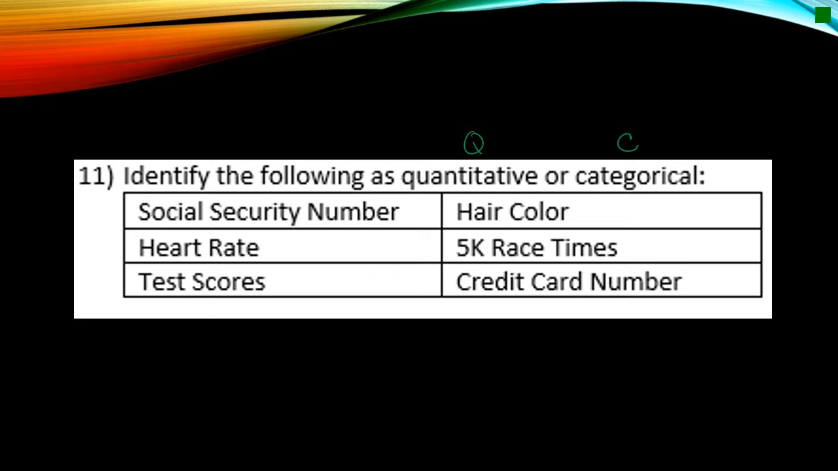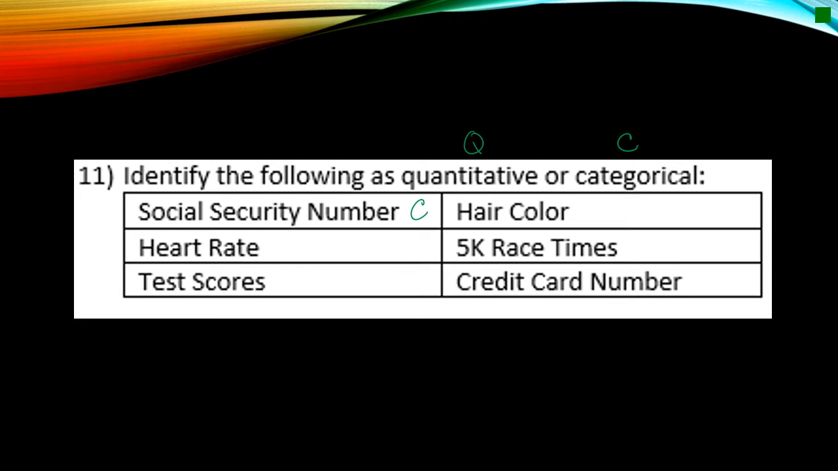All right, so Social Security number is a tricky one. It is a number, but it is assigned to one specific person. If you found the average Social Security number of your class, it would be nonsense. It wouldn't mean anything. So Social Security is categorical. Heart rate, something you can measure. If you wanted to find your average heart rate for the day, it would be meaningful.